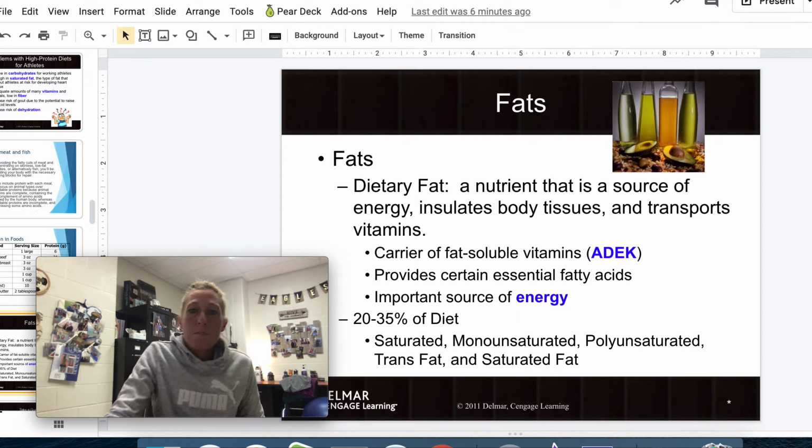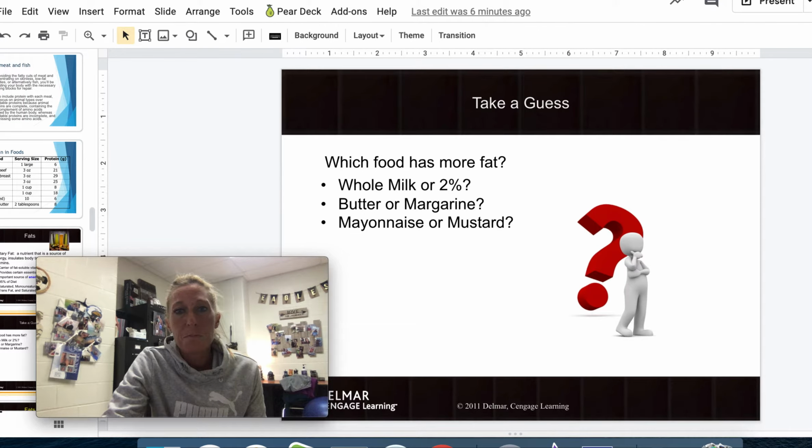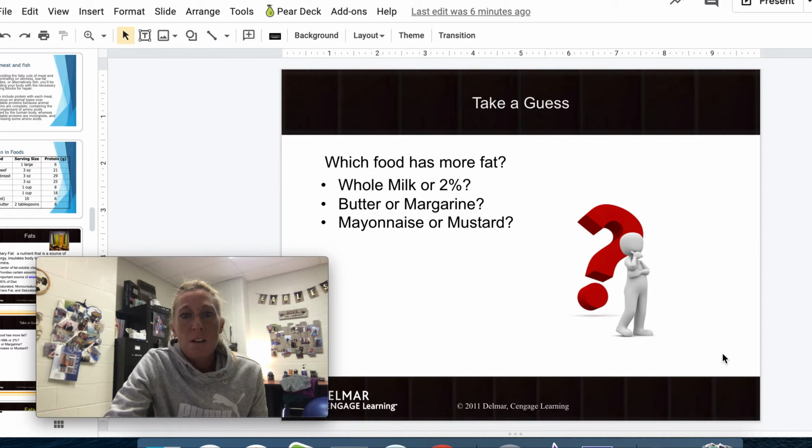There's some different types of fats there. Take a guess, which food has more fat? Whole milk or 2% milk? Butter or margarine? Mayonnaise or mustard?